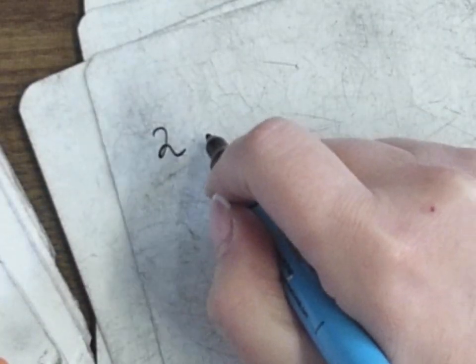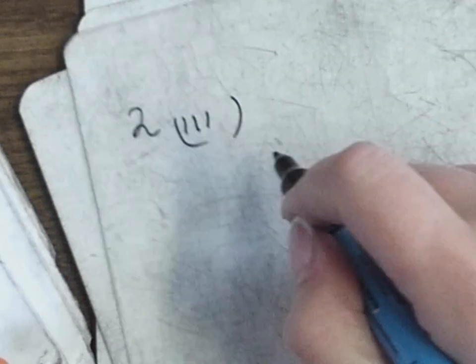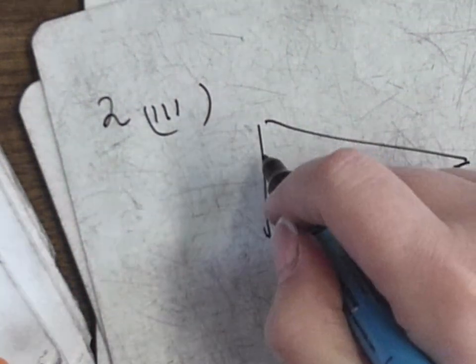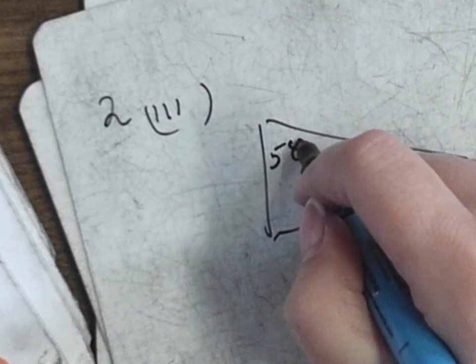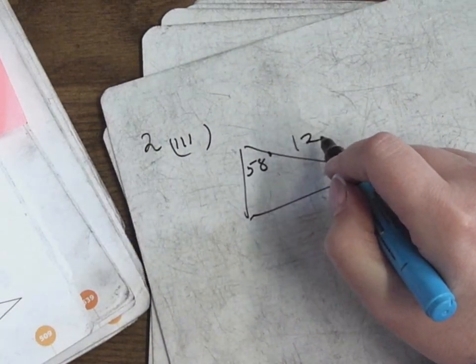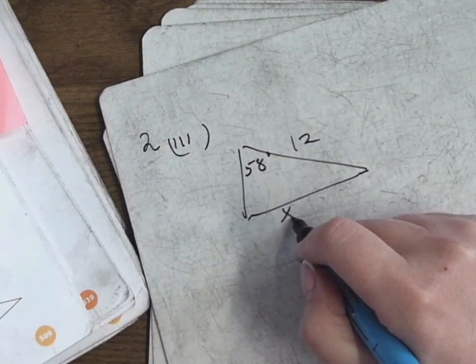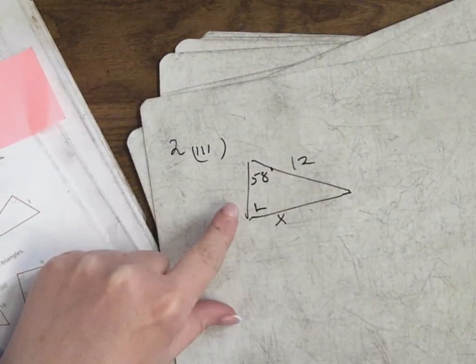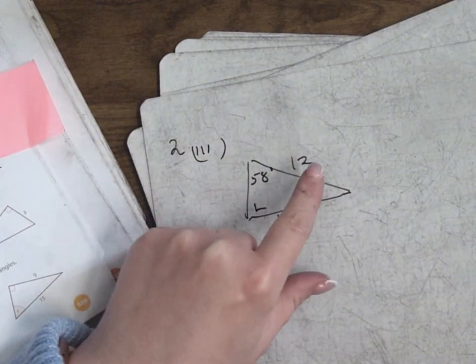Two part three? No. Right, okay, two part three. So two part three is this. This is 58 degrees. This is 12. This is X, and this is my right angle. So I have three pieces of information there: right angle, 58, X, and 12.